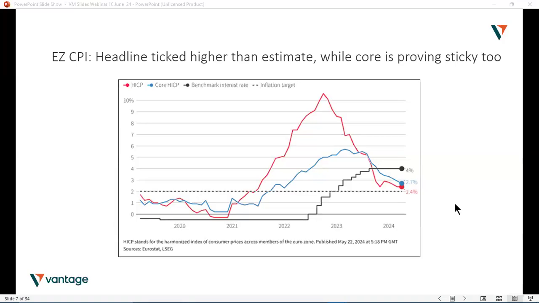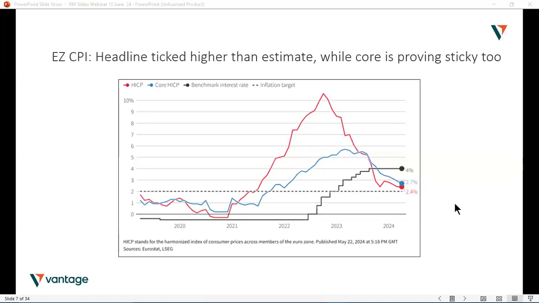Within the accompanying statement, the main highlight was probably that the Governing Council is not pre-committing to a particular rate path. Furthermore, the ECB reiterated its pledge to keep policy rates sufficiently restrictive for as long as necessary. The statement read that despite the progress over recent quarters, domestic pressures remain strong, wage growth is elevated, and inflation is likely to stay above target well into next year.